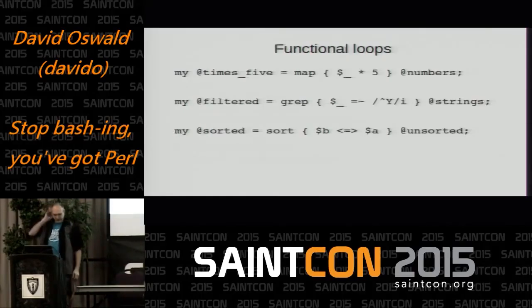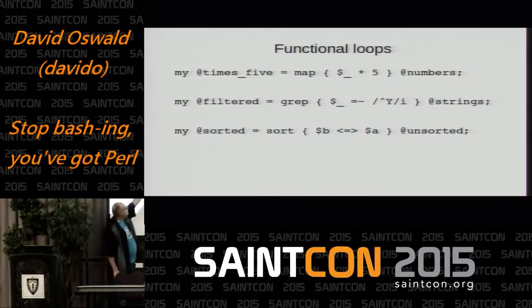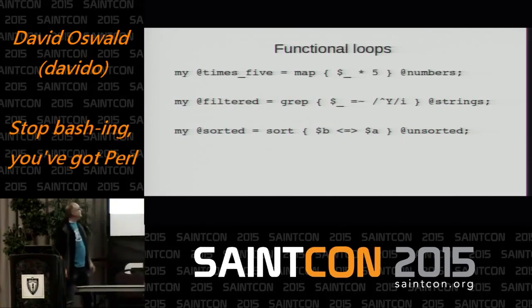And then just to make things even more confusing, Perl has a lot of what we kind of look at as functional programming type of concepts. Map, grep, sort. With map, we take an array or a list, numbers, and for each element in the list, we apply this transform of the element times 5, and then we assign that new list over to times 5 here. And so now every number in this numbers array is going to be multiplied by 5 and written back out to the times 5 array.